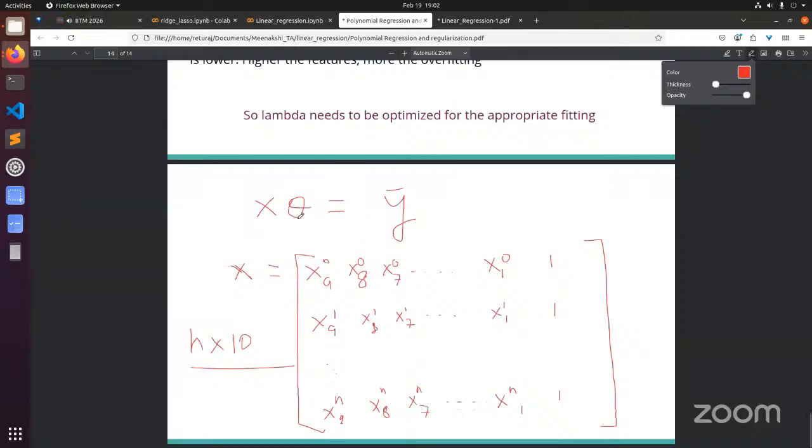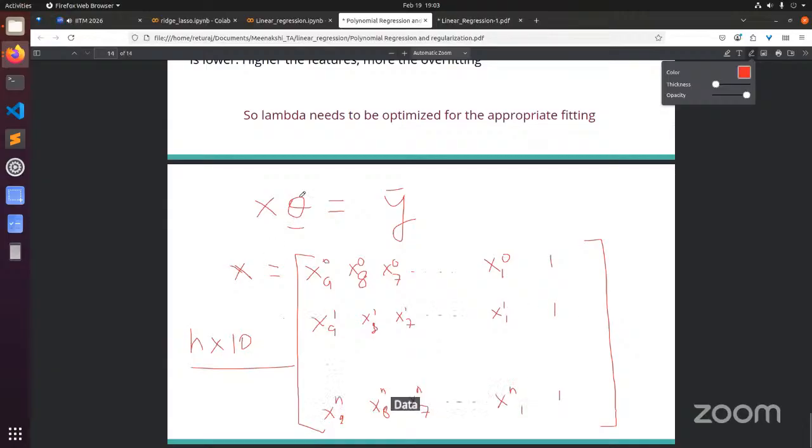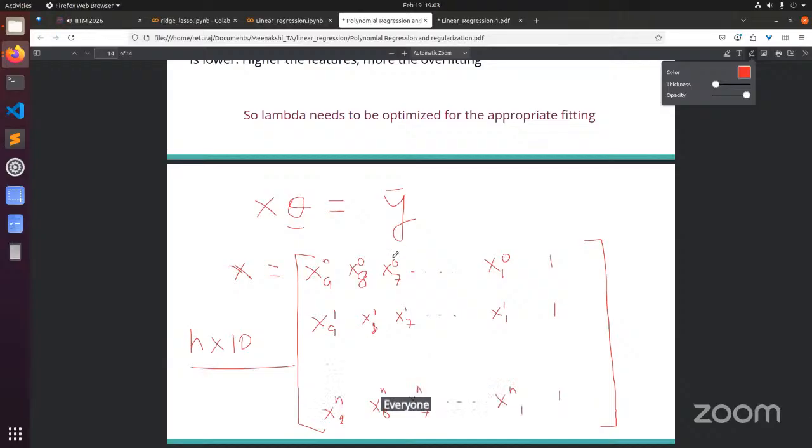Yes, sir. And theta is just 10 different values that you want to multiply. So x0 in this vector into theta will give you the sugar level of person 0. X1, the person 1 data features into theta will give you person 1's sugar level. Similarly, the nth person's features into theta will give you the nth person's sugar level. Everyone is okay?